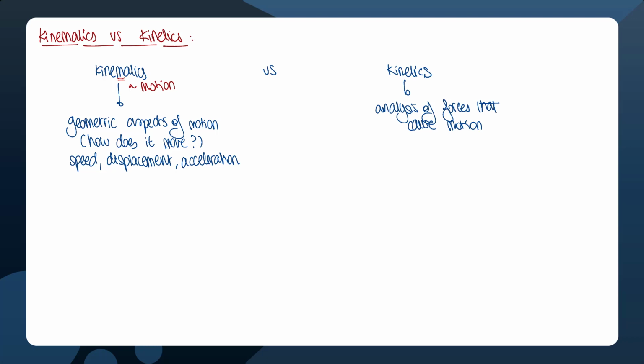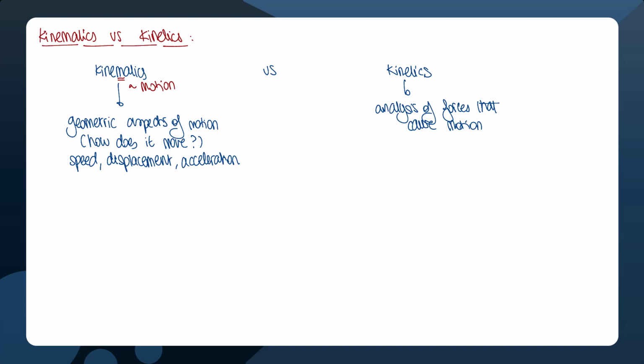Kinetics, on the other hand, deals with the forces that cause motion. So when comparing kinematics to kinetics, one should remember that kinematics only focuses on motion itself. So we're interested in parameters like speed, displacement, and acceleration, whereas kinetics looks at the prerequisites. So what are the drivers that are causing such a motion? And we're primarily dealing with forces. So we want to know which forces are causing a particular acceleration.